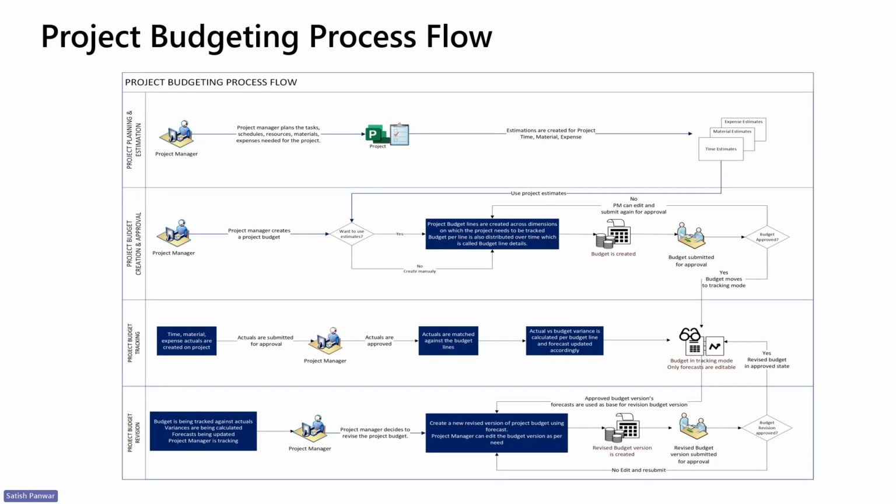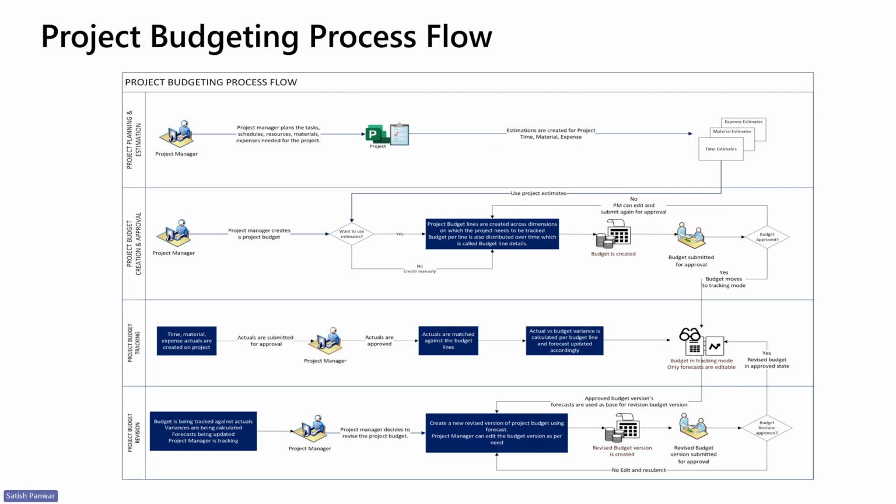Before we get into the details, let's quickly review a high-level project budgeting process flow. It starts with the project manager, wherein a detailed project is created with all the work breakdown structure, with the resources, material, expenses added into the estimates, which results in 3 different estimates: time, material, and expense. Now, as a project manager, you have the ability to use the previous estimates and create a budget. Or if you don't want to use these estimates, then create the budget manually as well.